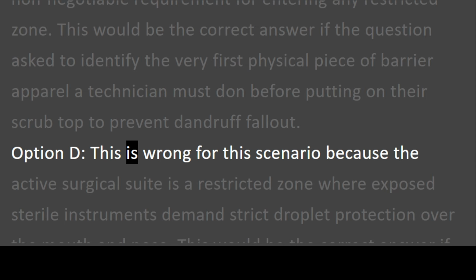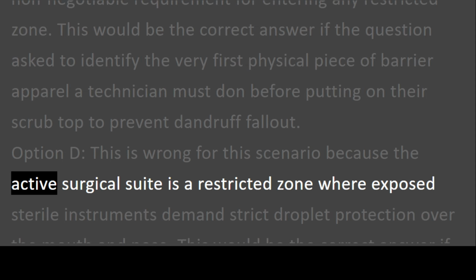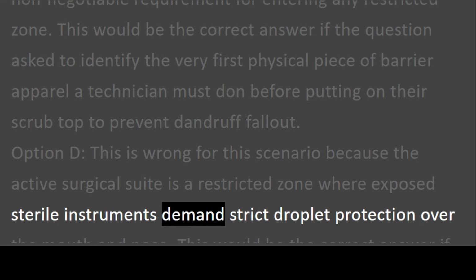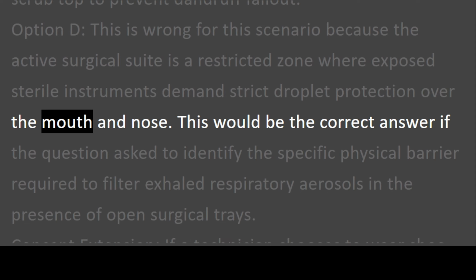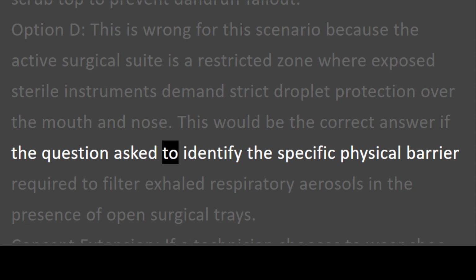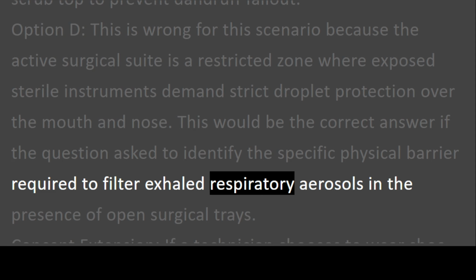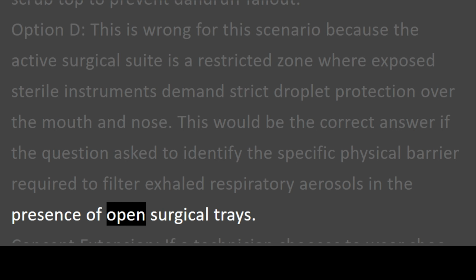Option D. This is wrong for this scenario because the active surgical suite is a restricted zone where exposed sterile instruments demand strict droplet protection over the mouth and nose. This would be the correct answer if the question asked to identify the specific physical barrier required to filter exhaled respiratory aerosols in the presence of open surgical trays.